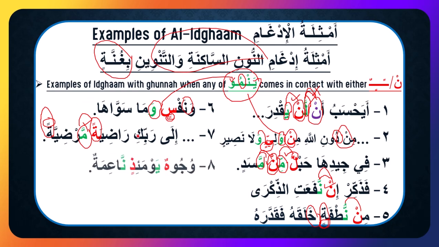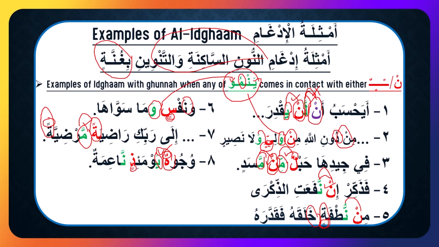Moving forward, we have wujuhi yawma idhin na'imah. Wujuhi yawma idhin na'imah. We have a lot of tanweens here. Now let's look at them one after the other. Here we have domatan, and in this domatan here, it has Nuun Saakinah. But the next letter is a letter ya, and ya is a letter of idgham bi ghunnah, so we have to pronounce that with ghunnah. Then the next tanween we have here is kasratan.